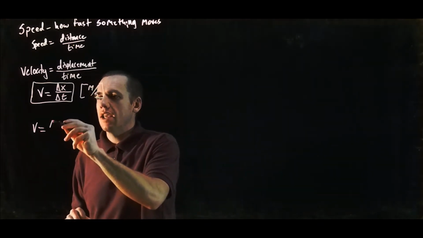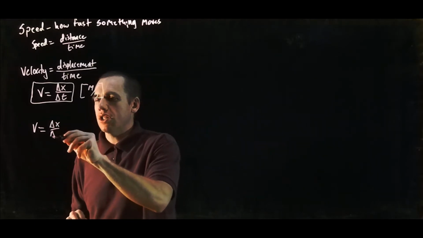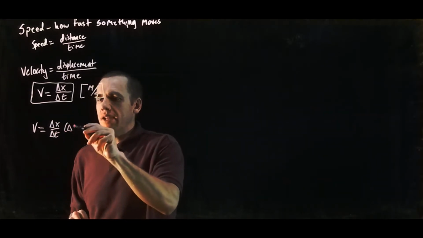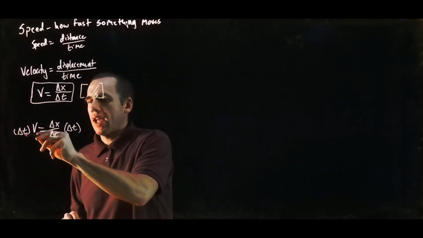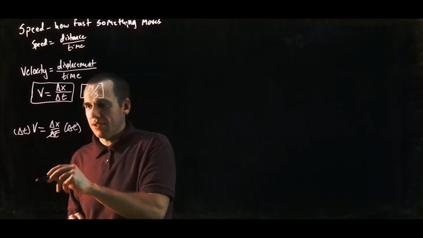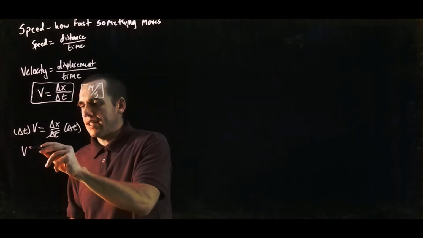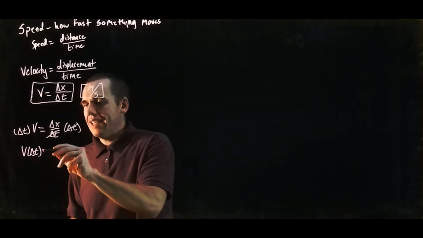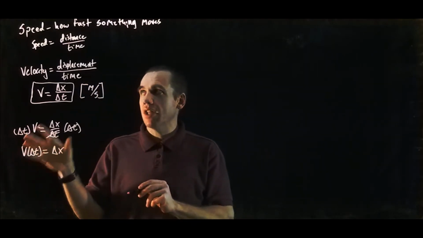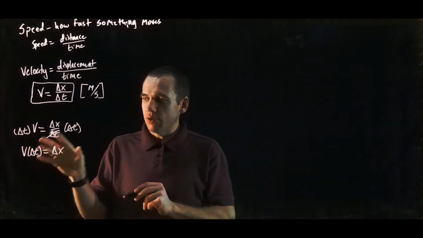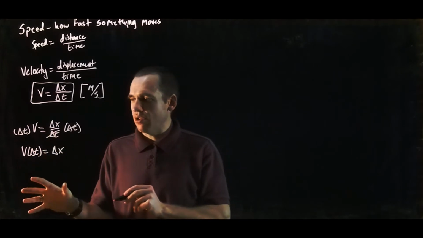So velocity is displacement divided by change in time. If I multiply both sides by delta t, what I do to one side, I have to do to the other. And then what I get is these delta t's cancel, and I'm left with velocity times change in time equals change in position, or displacement is velocity times time. Distance equals rate times time. You guys have seen that equation before.